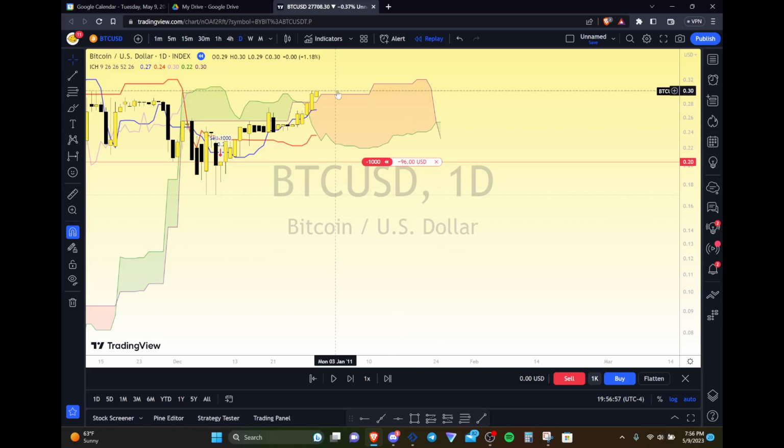And there it is. So now let's flip long. So we're actually going to use the reverse position button here on TradingView. So we're about to lose $96. All right, so we reverse position.